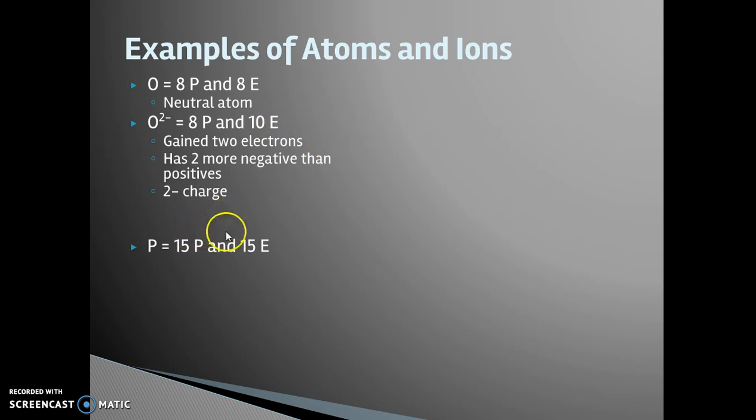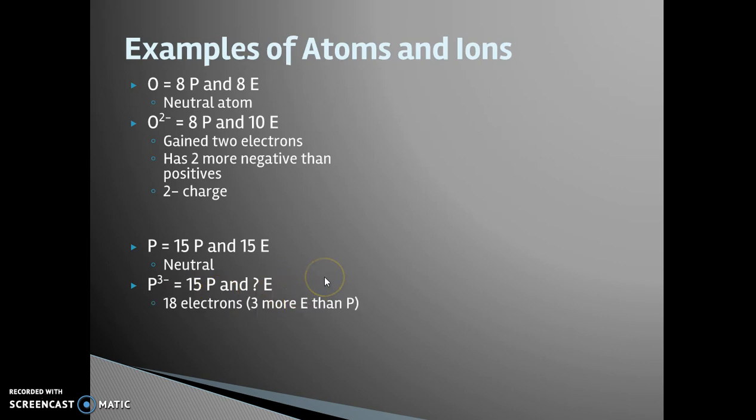Regular phosphorus has 15 protons, 15 electrons, so you see there's no charge on it. But the ion of phosphorus has a 3- charge. So if phosphorus has 15 protons, how many electrons would it have to have a 3- charge? Well, you just add 3 to it, and it would have to have 18 electrons then.